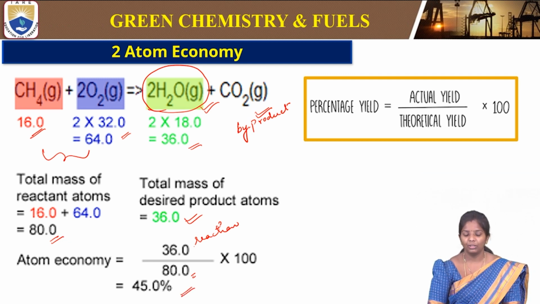So whenever there is a byproduct formation, the atom economy drops. It means the final product produced will be lesser, and that is how there will be waste generation. So in this case, carbon dioxide is the byproduct.